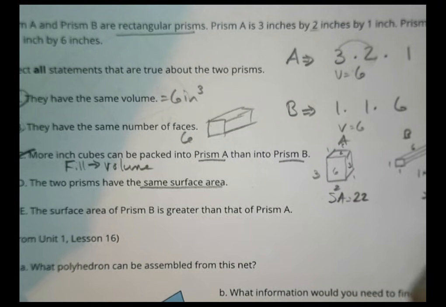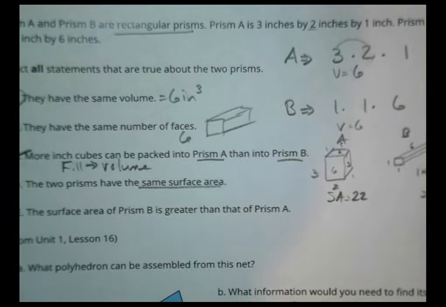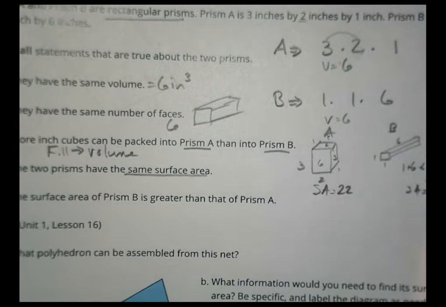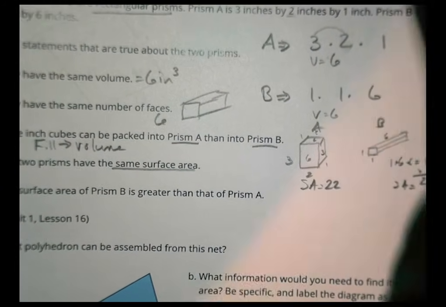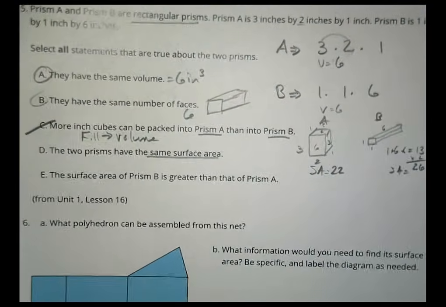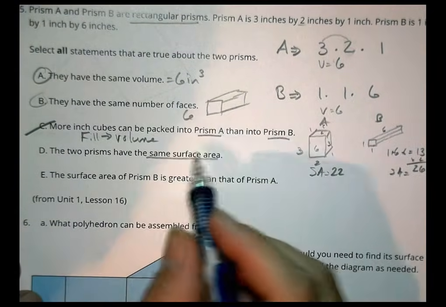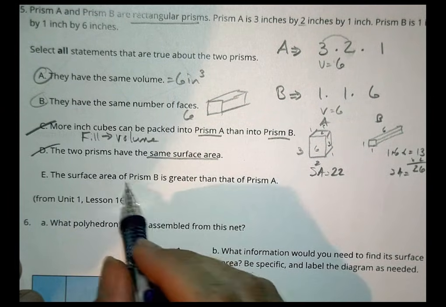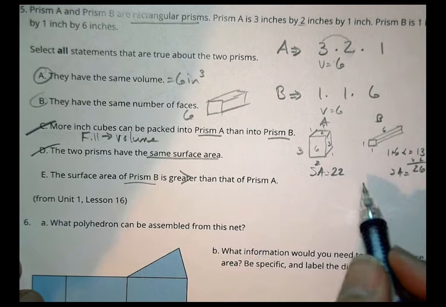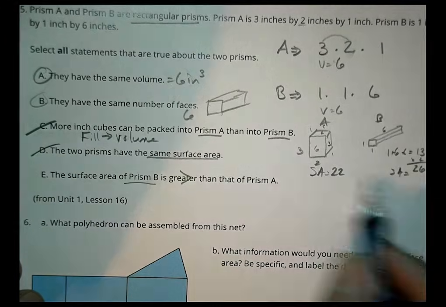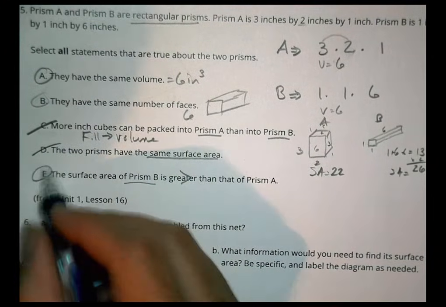So surface area is 26 for that one there. Oh, did I run off the table page again? Sorry about that. Back you out a little bit. There we are. So surface area is not the same. The surface area B is greater than A, and here's B. We said B was 26 and A was 22, so that would be the true statement.